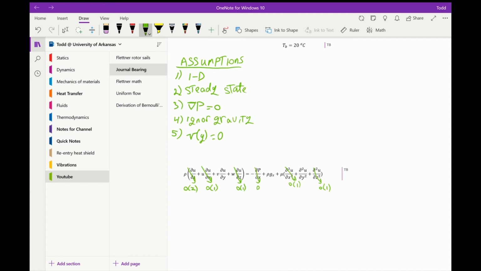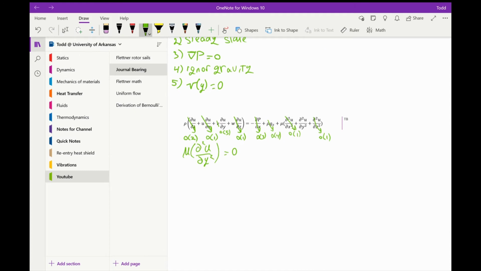Assumption number 3, the pressure gradient is 0, so the pressure function goes to 0. Assumption number 4, no gravity, so the gravity function also goes to 0. Then the velocity in the y direction is 0, so the v in the partial du with respect to y goes to 0, leaving us with the equation of mu times partial derivative squared of u with respect to y squared is equal to 0. And then we can divide mu from both sides, which just leaves us with the derivative squared of u with respect to y squared is equal to 0.